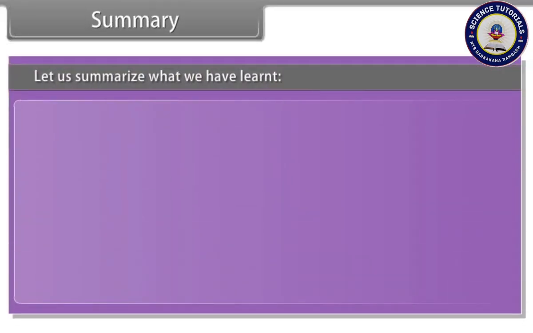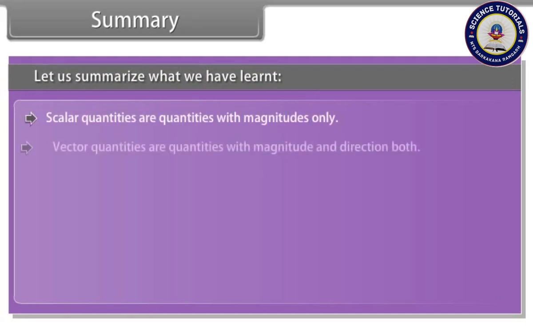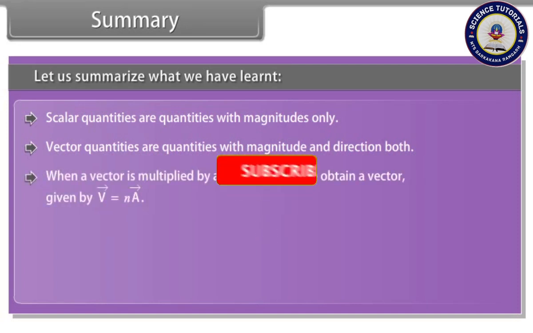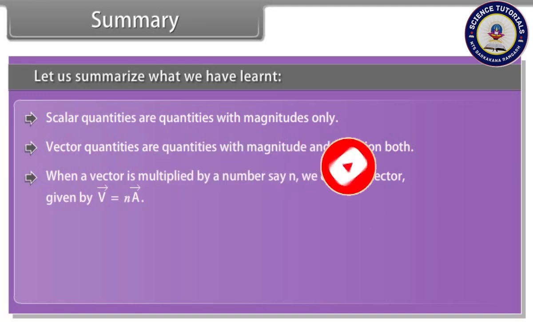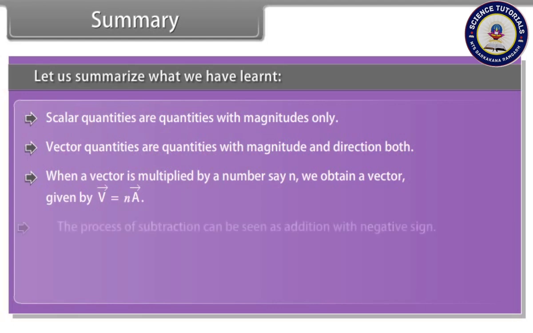Summary. Let us summarize what we have learned. Scalar quantities are quantities with magnitudes only. Vector quantities are quantities with magnitude and direction both. When a vector A is multiplied by a number, say n, we obtain a vector v given by v vector equals n times A vector. The process of subtraction can be seen as addition with negative sign.